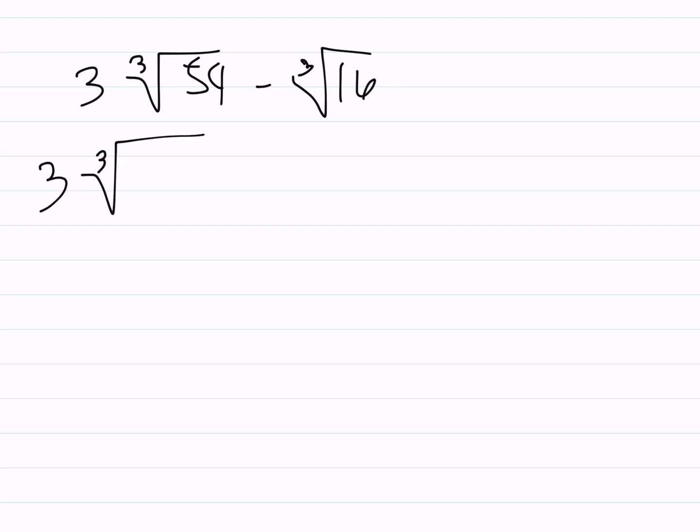Next, another example. 3, then the cube root of 54 minus the cube root of 16. Okay, so 3, then the cube root of, so what's the factor of 54 that is a perfect cube? We have 27 times 2 minus the cube root of, so what's the factor of 16? Which one of the factors is a perfect cube? Of course, 8 times 2.